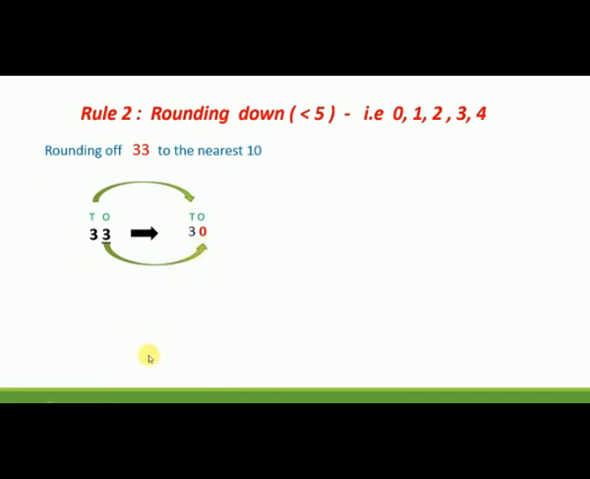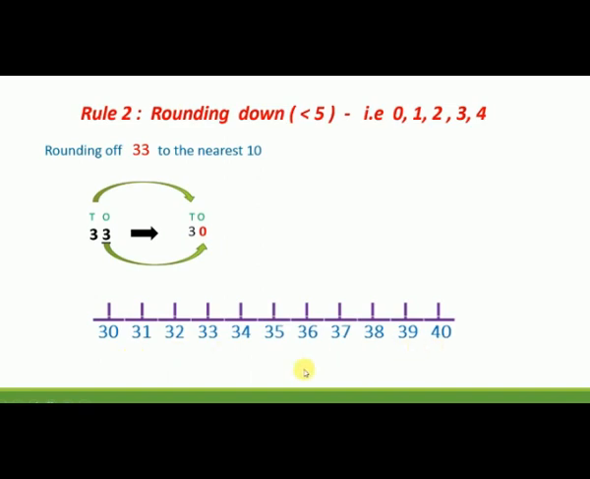Now have a look at the number line. The number 33 lies between the two tens, that is 30 and 40. We will see whether 33 is nearby 30 or nearby 40. Now can you find the number 33 in the given number line? Yes, here it is. So which 10 is nearby 33? 30 or 40? Yes, it is 30. So the nearest 10 of 33 is 30.